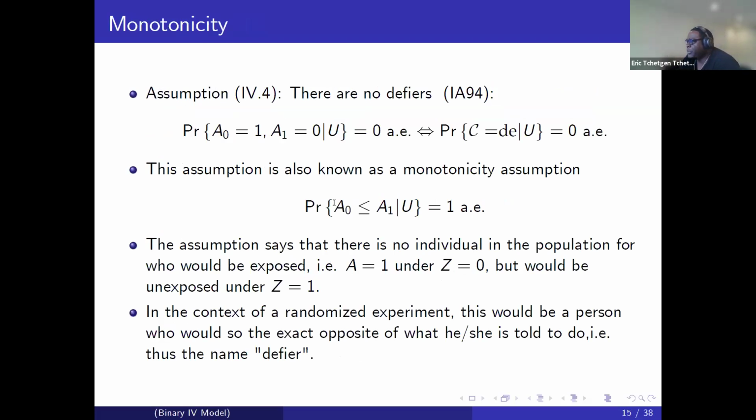One that's particularly popular in econometrics and social sciences is the so-called no-defiers assumption, that the probability that C is equal to the defier compliance type is 0 almost surely. This assumption is also known as the monotonicity assumption, as indicated here: the probability that A_0 is less than or equal to A_1 is 1 almost everywhere. The assumption says that there is no individual in the population who would be exposed under Z equals 0, but would be unexposed under Z equals 1. In the context of a randomized experiment, this would be a person who would do the exact opposite of what he or she is told to do, and that's the name defier.